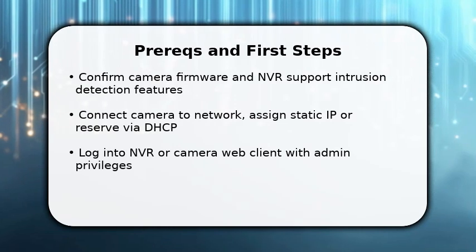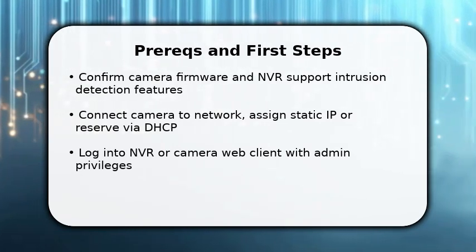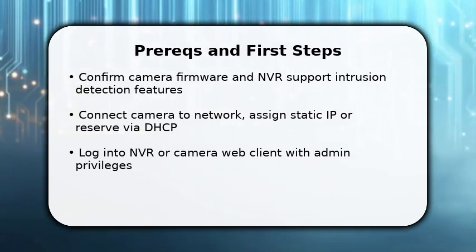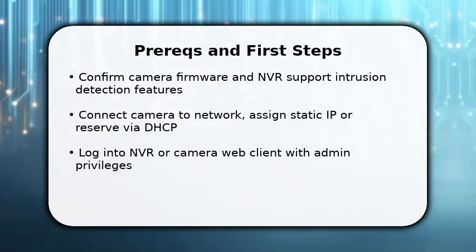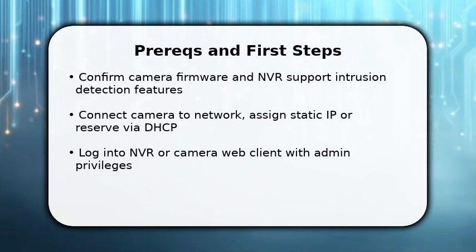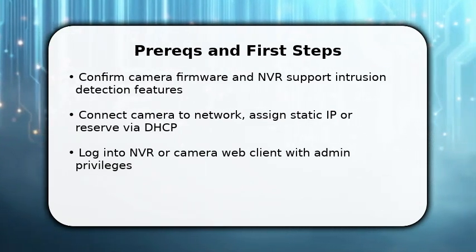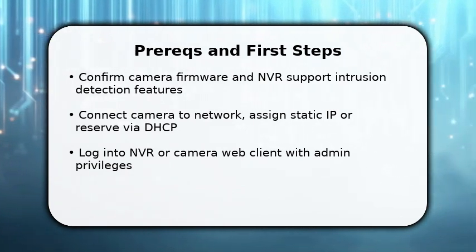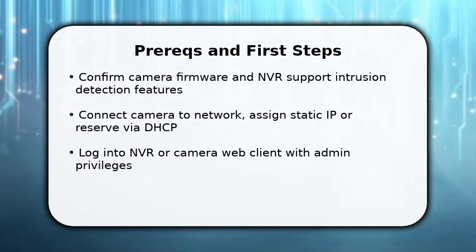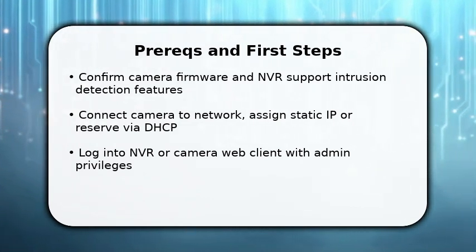You start by verifying prerequisites, firmware that supports intrusion detection and admin access. Once done, connect the camera to the same LAN as your NVR and give it a static IP or DHCP reservation so addresses don't shift. Make sure you can access the camera or NVR web client. You'll need the admin user to enable detection options.